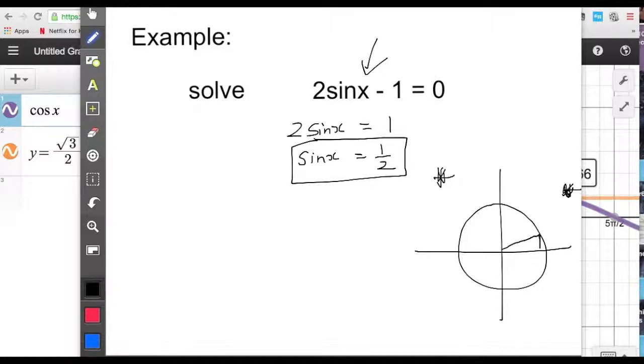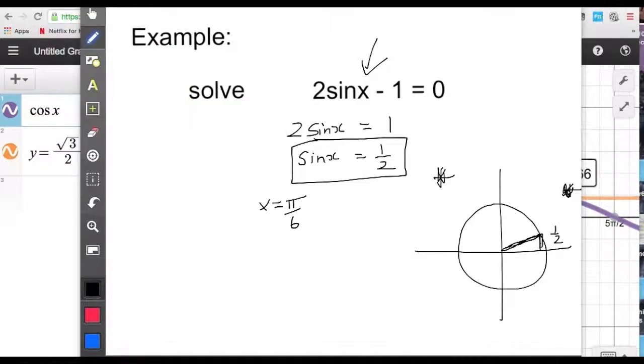Now notice I'm drawing the exact same triangle I drew before. We've got sine of this angle. This is going to give me a half on the y value here. So we've just shown that that angle right there is pi over 6. So pi over 6 is a solution to this equation also. So that's one angle that works. We want to find as many angles as we can.